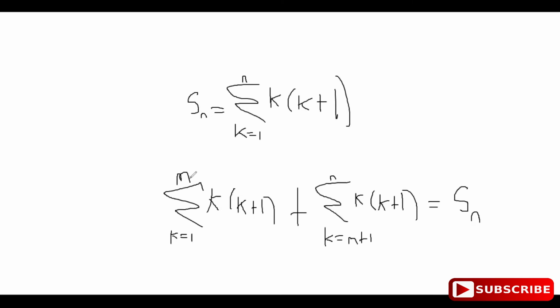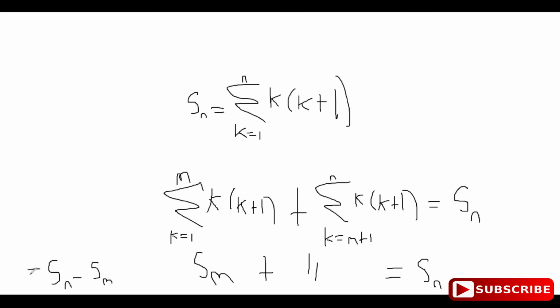Think about it. Let's say m was 5. The sum from 1 to 5, then from 6 to 10, that's the sum from 1 to 10, right? Yes, sir. Now when you're summing from k equals 1 to m, that's Sm. So this is Sm plus this thing is equal to Sn. All I need to do now is subtract Sm from both sides, and so I get Sn minus Sm.